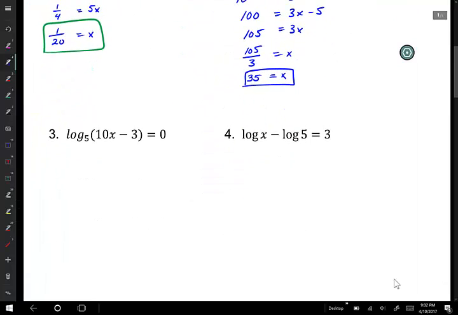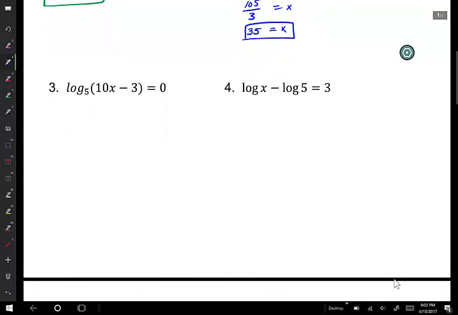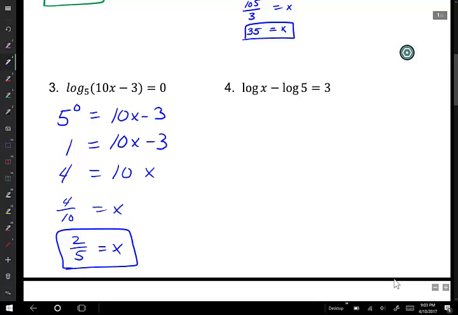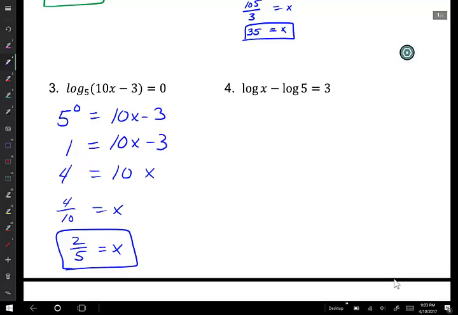Log base 5 of 10x minus 3 equals 0. I always like when they have an equals 0 in the problem because it allows us to use that idea of a number raised to the 0 equals 10x minus 3. And by now you're very comfortable with anything to the 0 is 1. So 1 equals 10x minus 3. 4 equals 10x. 4 over 10 equals x. And our final answer, 2/5 equals x. So once again, pretty straightforward as we're working through these problems. Just working them out, transforming them, and simplifying them very simply.